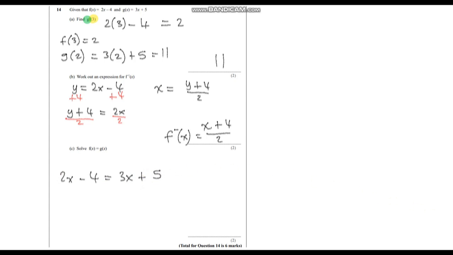So I'm going to get all of the x's on the right hand side. So I'm going to take away 2x from both sides. So that's going to leave me with negative 4 equals x plus 5. And now if I take away 5 from both sides, that leaves me with negative 9 equals x. So x equals negative 9.